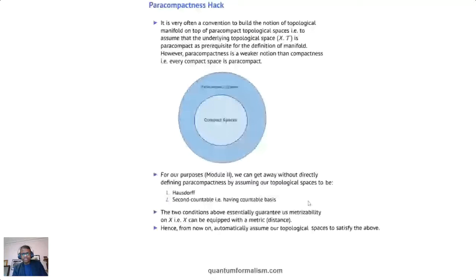Okay, so the reason for all this mumbo jumbo, even paracompactness and these things, is that these conditions guarantee us the metrizability of the space. In other words, with this, we can guarantee that we can find a metric. We can equip the space with the notion of a metric or distance, if you are coming from an applied topic like physics, okay? So from now on, assume all the topological spaces that we deal with are Hausdorff and second countable, okay?